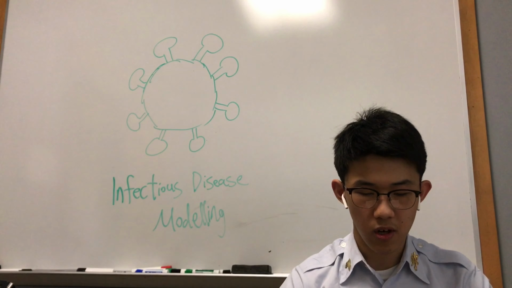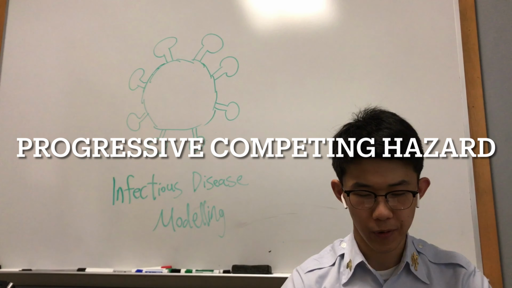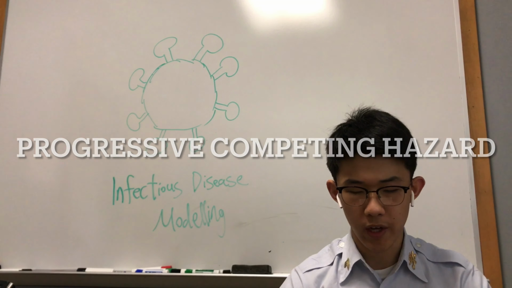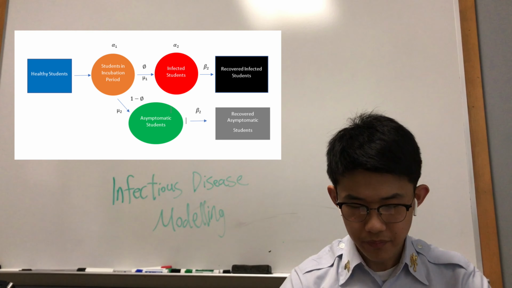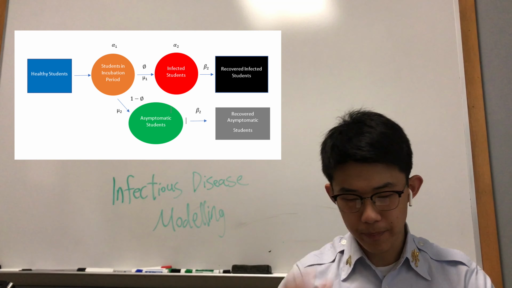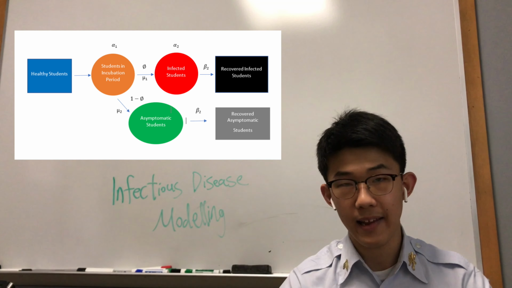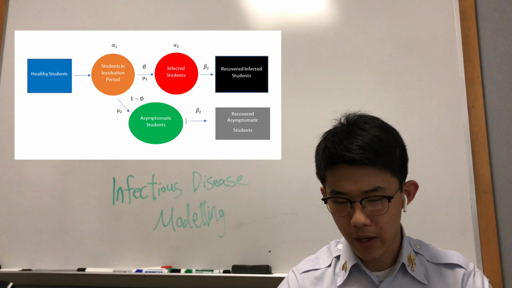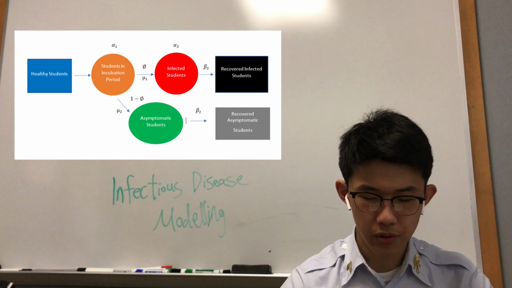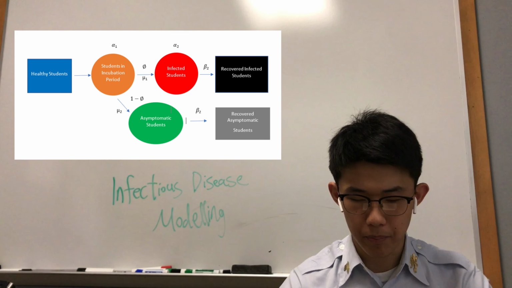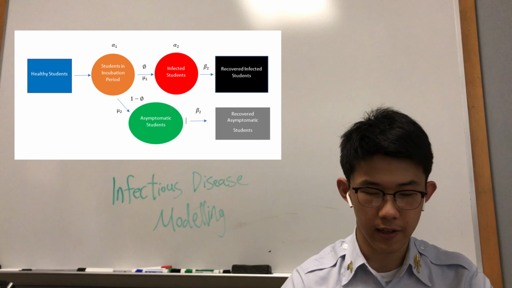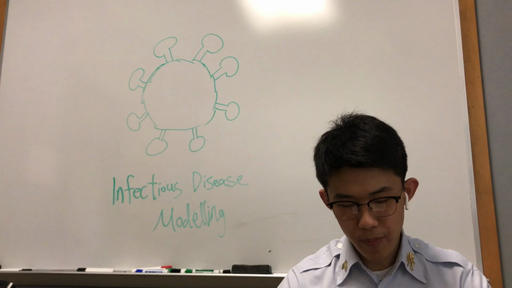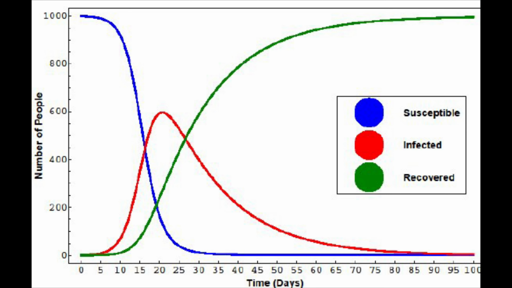The second one is called the progressive competing hazard model. This model accounts for one of the most important features of COVID, an incubation period. Students in the incubation period can still spread the disease, but at a lower transmission rate. The model also accounts for the possibility that some students with stronger immune systems might be completely asymptomatic when infected, although they can still pass on the disease to other people. Both models will be able to give off a graph that can give us predictive information of the outbreak.